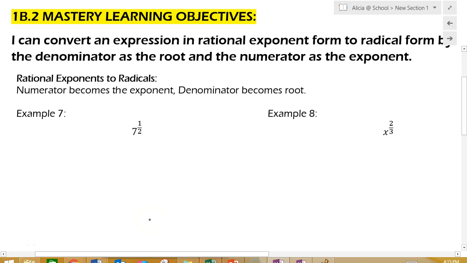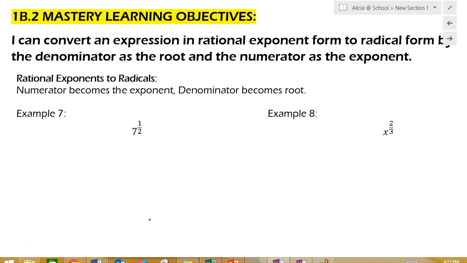Hey guys, in this video we're going to cover 1B.2 and the master learning objective for this video is being able to convert an expression in rational exponent form to radical form by writing the denominator as the root and the numerator as the exponent. So kind of similar to the video that we did before, except for now we're going to have our rational exponents and we want to turn those back into radicals.